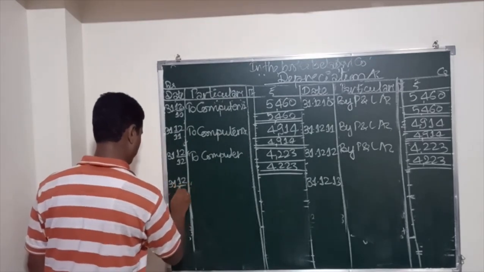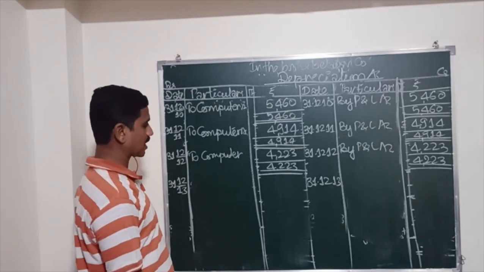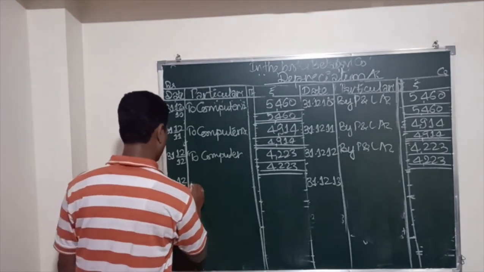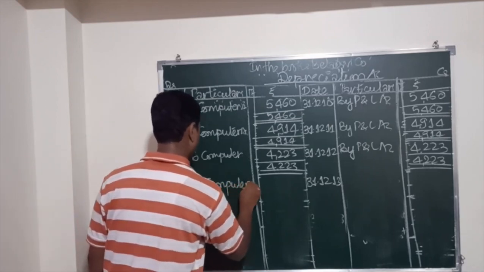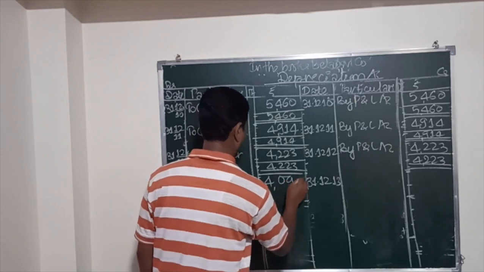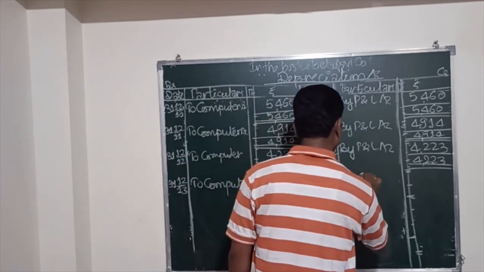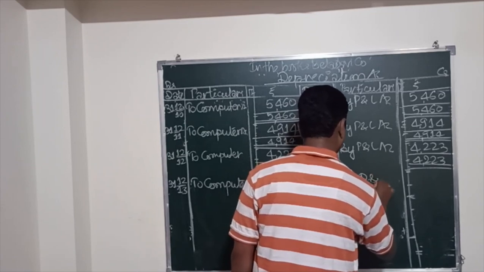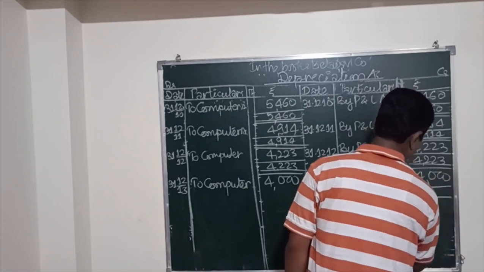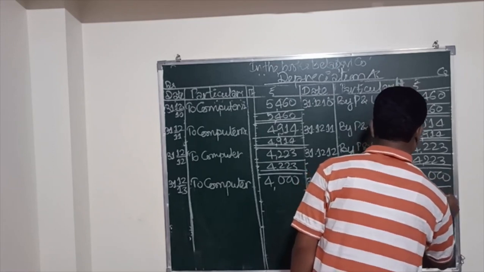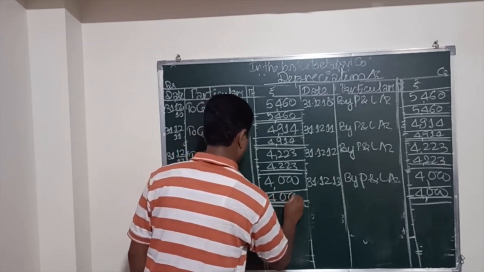This is the last year. So on 31st December 2013, when the depreciation is charged, it will be depreciation account debit to computer account. So 4,000. When this is transferred at the end of the year, profit and loss account debit to depreciation. So depreciation is credited by P&L account. So 4,000 here. In this year also it will be closed here.